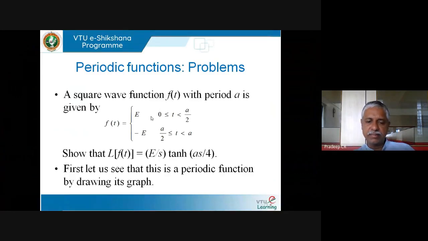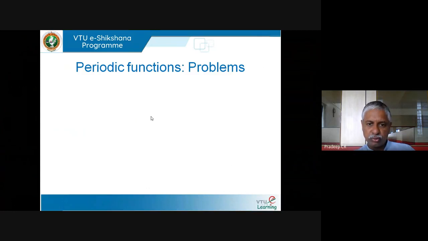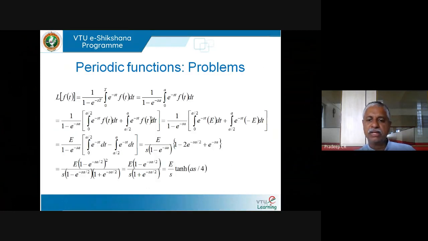Let us see that it is a periodic function by drawing this graph. I'll just show you the graph. And the formula is written here. It's pretty horrendous. I'll try to explain a little bit, not everything. Everything is clear from what I've written here, and I assure you it's correct because I wanted to prove something and I actually proved it. So Laplace of f(t), because it's a periodic function, I will use this formula.